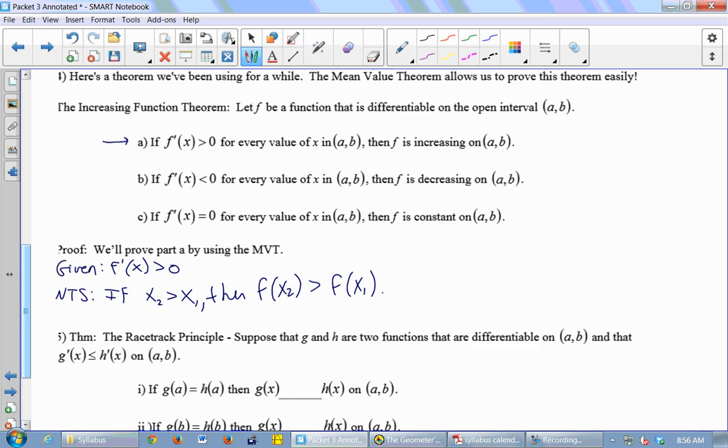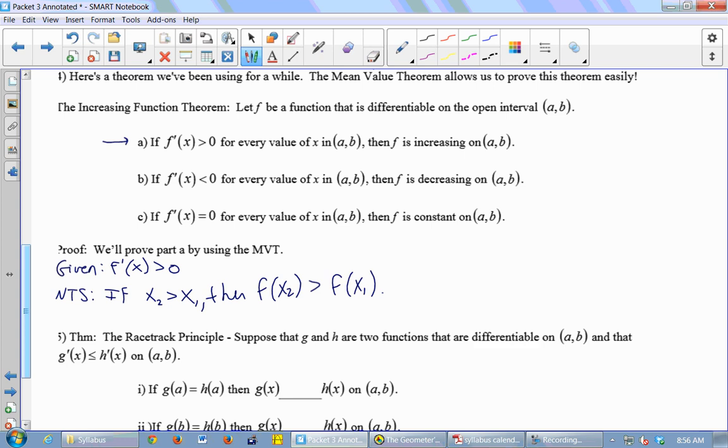Does that make sense? So I just wrote it a little bit fancy so that we can use the mean value theorem to prove it. All right, so I know that f prime is positive, and I need to show that this statement is true. I need to show that f of x2 is bigger than f of x1.